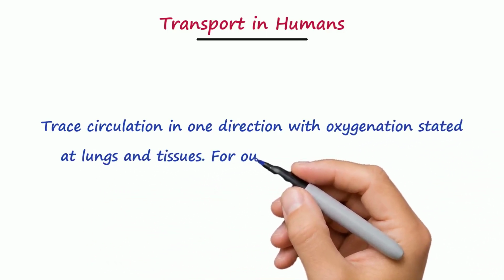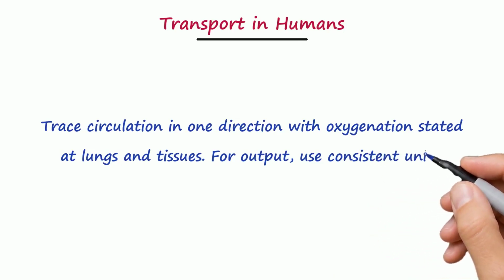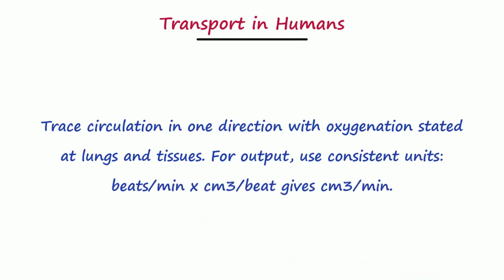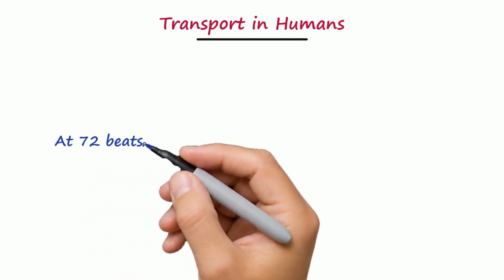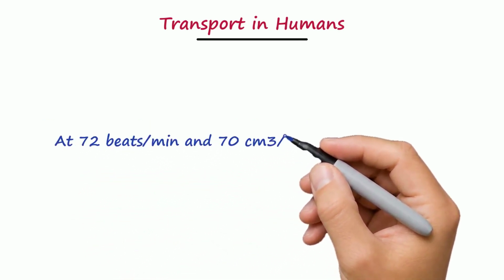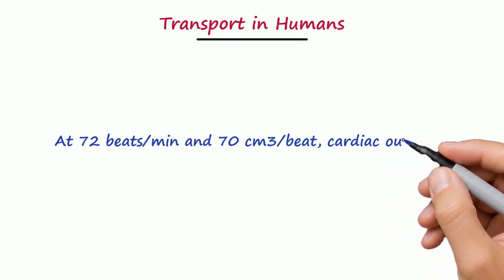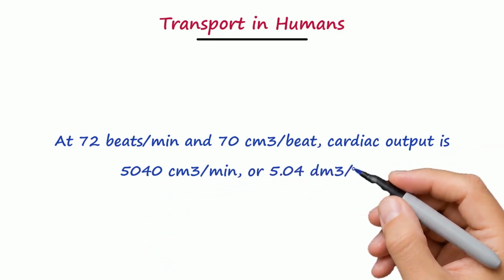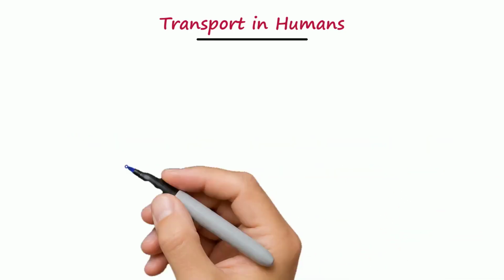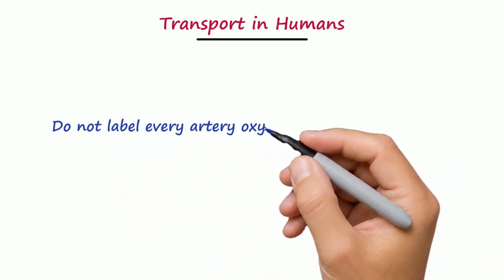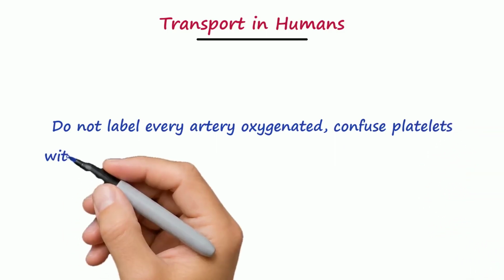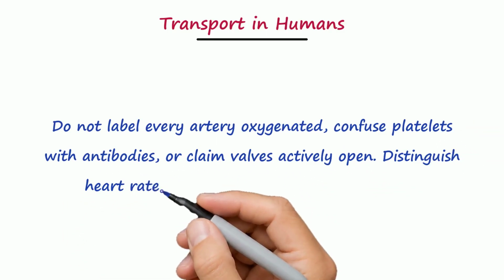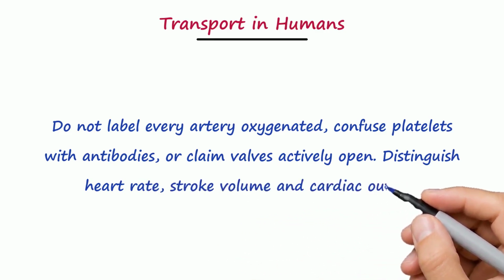For output, use consistent units. Beats/minute x cm3/beat gives cm3/minute. At 72 beats/minute and 70 cubic centimeters per beat, cardiac output is 5040 cubic centimeters per minute, or 5.04 dm3/minute. Do not label every artery oxygenated, confuse platelets with antibodies, or claim valves actively open. Distinguish heart rate, stroke volume, and cardiac output.